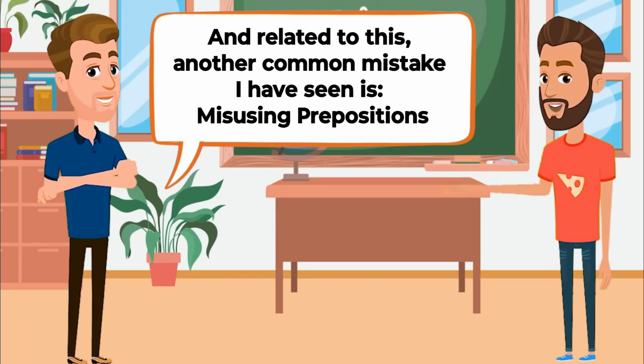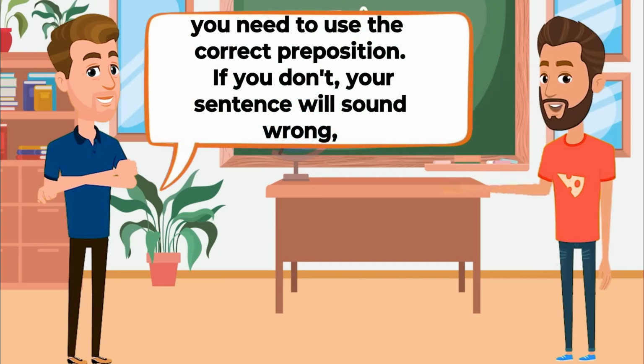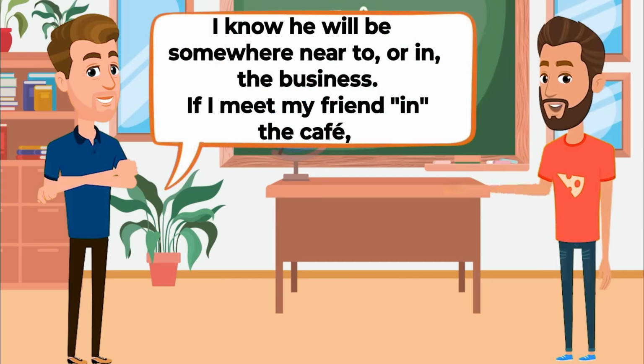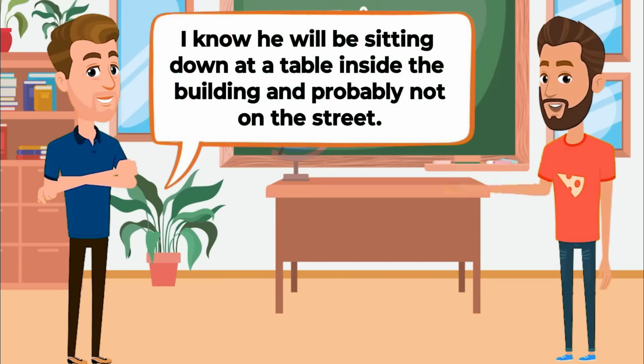And related to this, another common mistake I have seen is misusing prepositions. Prepositions are words like at, with, or on. Because English needs to be exact, you need to use the correct preposition. If you don't, your sentence will sound wrong, or words mean something different. If I meet my friend at the cafe, for example, I know he will be somewhere near to or in the business. If I meet my friend in the cafe, I know he will be sitting down at a table inside the building and probably not on the street.